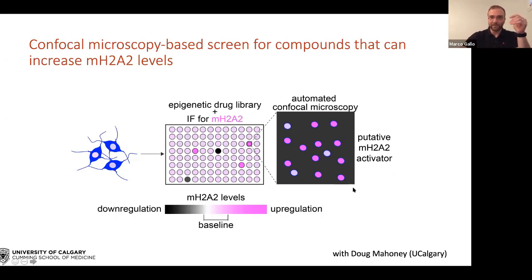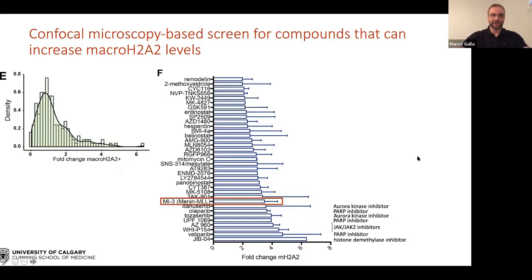We did this work with Doug Mahoney here in Calgary. He's got a beautiful robotic facility for screening. It was all high resolution confocal microscopy screening based on immunofluorescence for macroH2A2. Anna wrote a code to automate the quantification of macroH2A2 levels in each cell, in each well. And what we found were a few drugs that actually increased macroH2A2 levels significantly.